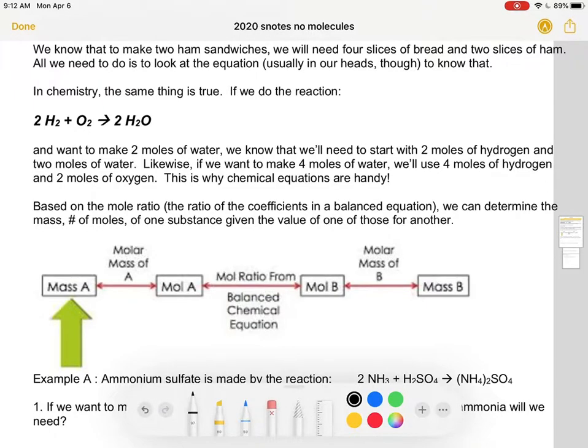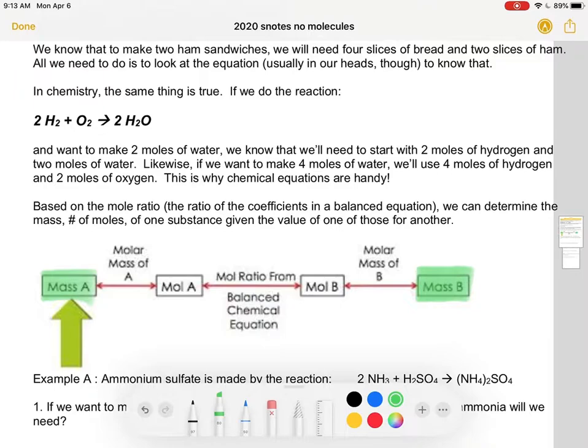So now we've seen that you guys understand what the mole ratio means. Now, with our balanced chemical equation, we can go from the mass of one substance, substance A, to the mass of substance B. So we could say, how many grams of my product can I make starting with this much of my reactant?